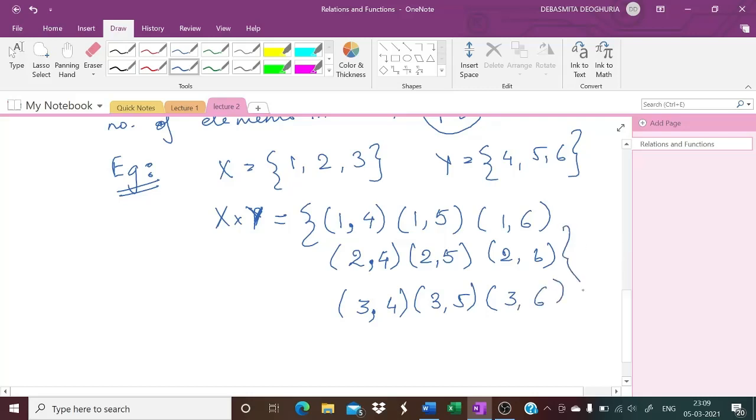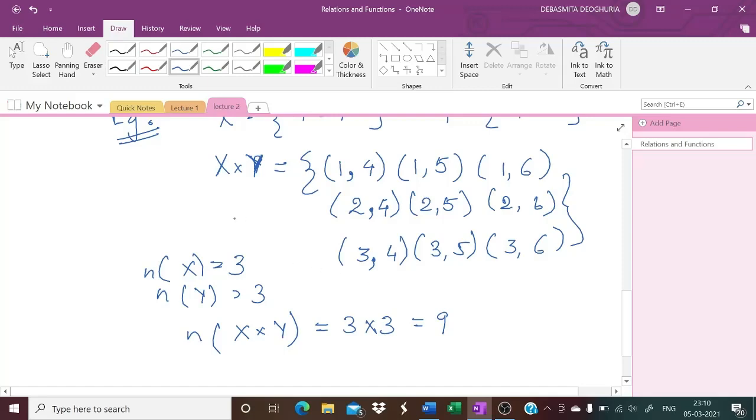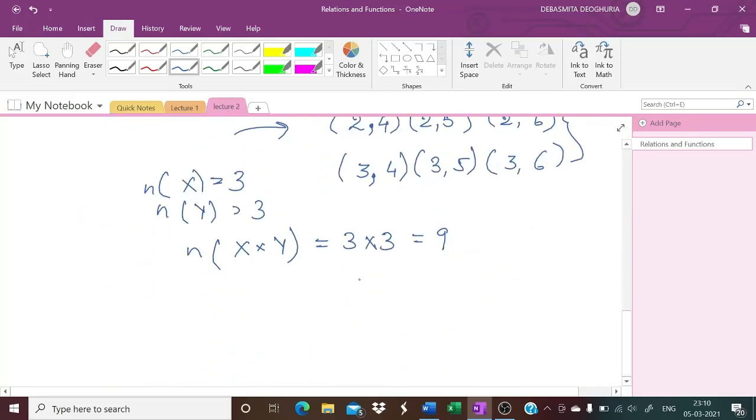Okay, so how many elements are there? Count 1, 2, 3, 4, 5, 6, 7, 8, 9. So what is the order of X? 3. Order of Y? 3. So the order of X cross Y is 3 into 3, as you can also see by counting the elements over here, and you can see that 9 elements are there. Okay, so this is everything about the Cartesian product of two sets. Okay, Cartesian product of two sets, not one.